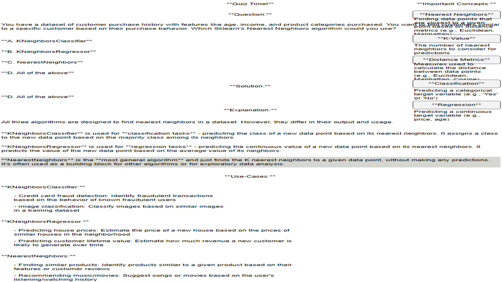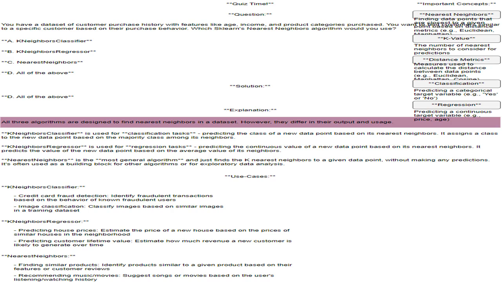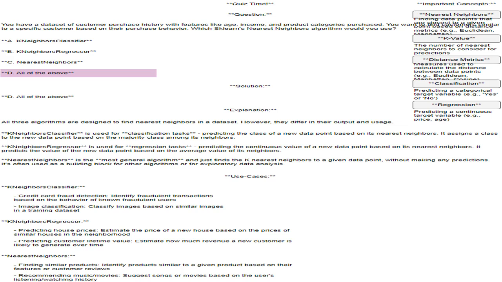False. Nearest neighbors is the most general algorithm and just finds the k-nearest neighbors to a given data point, without making any predictions. It's often used as a building block for other algorithms or for exploratory data analysis. False. All three algorithms are designed to find nearest neighbors in a dataset. However, they differ in their output and usage. True. D. All of the above.